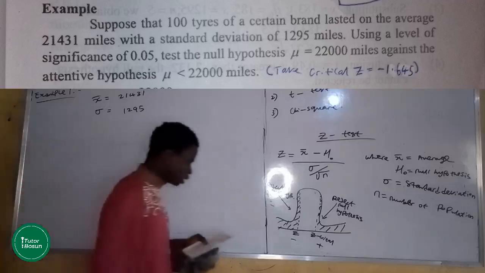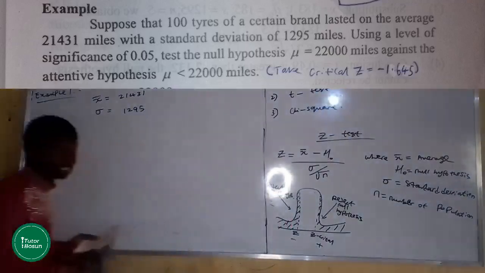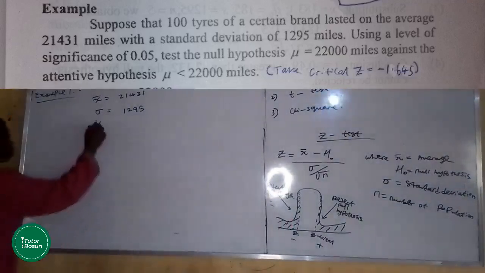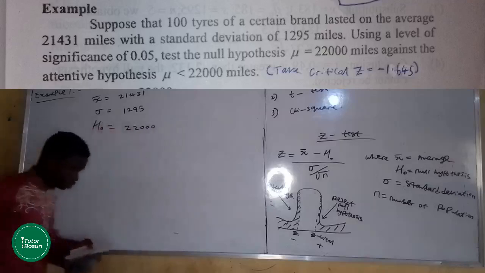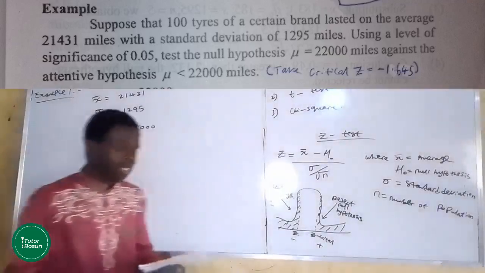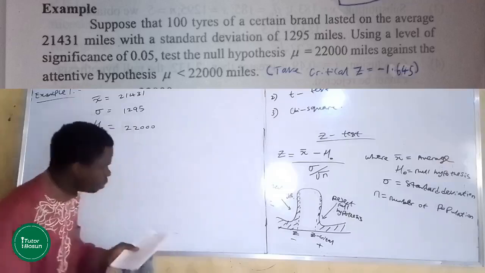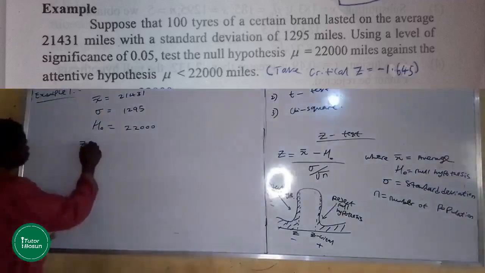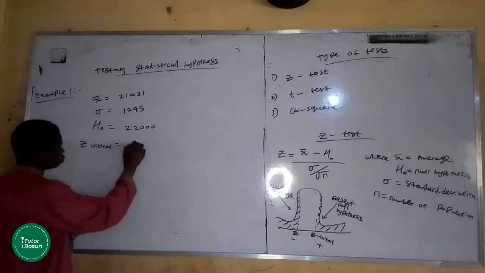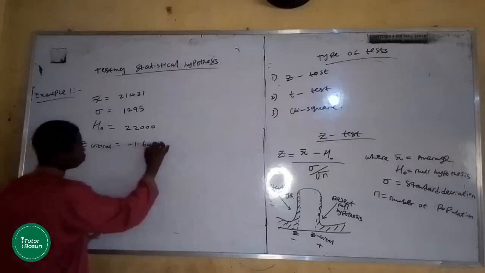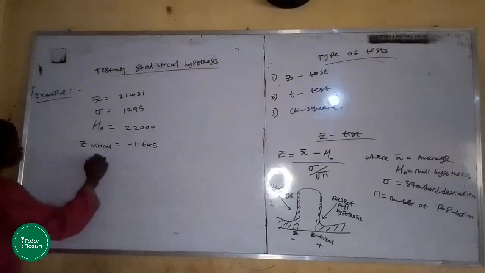So you are told to test a null hypothesis. The null hypothesis, that will be mu naught, could be what? 22,000 miles, against an alternative hypothesis that mu is less than 22,000 miles. And we are given the critical value, z-critical, to be equal to what? Minus 1.645.